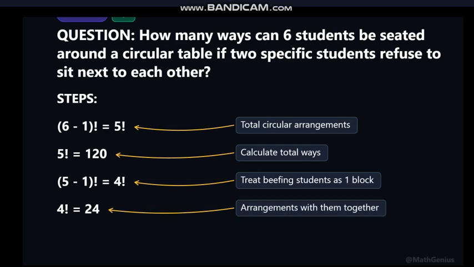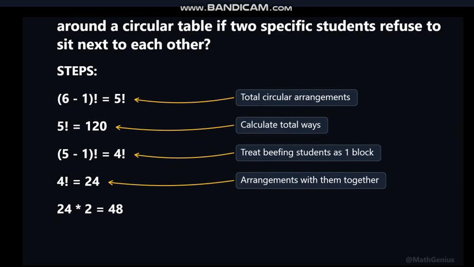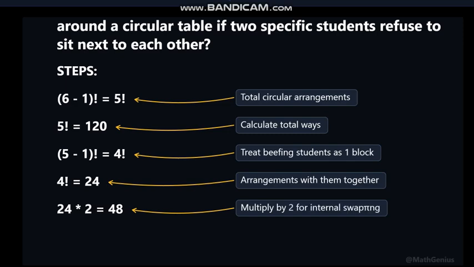But wait, they can swap seats with each other, so we multiply by 2. 24 times 2 equals 48. Multiply by 2 for the internal swap.